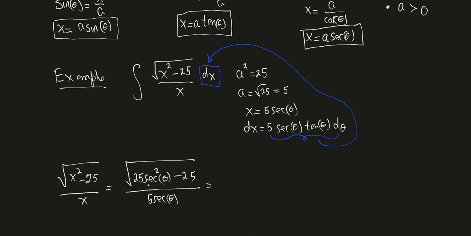Now, under the square root, I notice there's now a common factor of 25. So let's take out that 25. And what we're left with is secant squared theta minus 1. And we still have the 5 secant theta there. But secant squared theta minus 1, we use that quite a bit in the sections where we looked at the integral of powers of tangent and secant. Secant squared minus 1 is tangent squared. So I can replace what's in the parentheses with tangent squared.